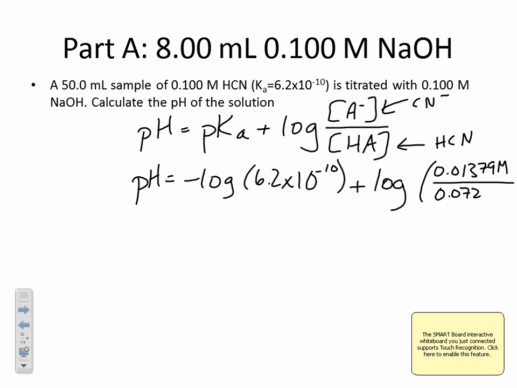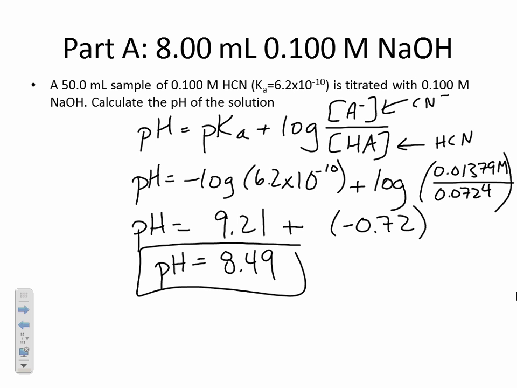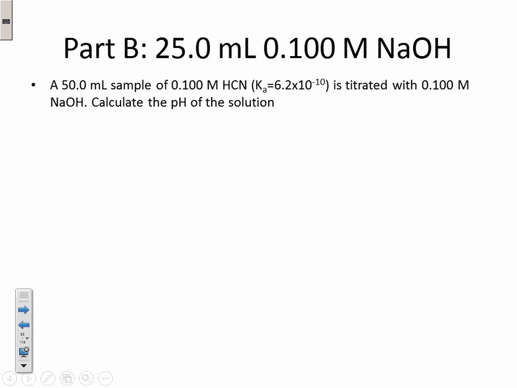Great. Fantastic. So plugging in, simple, I get 9.21 for the pKa plus a negative 0.72 for that bit. So the pH at this particular point is 8.49, which addresses the question. So that's part A. Part B, calculate the pH when we have added 25 milliliters of 0.1 molar NaOH. So we've moved on, right? We're on part B now.